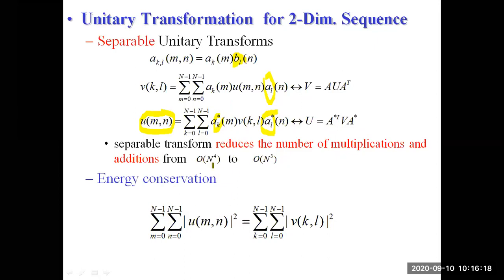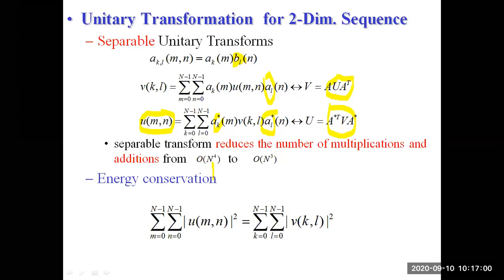We can represent it like this. This is the forward expression representation for three matrices, and this is the reverse for three matrices. What are the three matrices here? A is one matrix, that is your coefficients. U is your input. A transpose is another matrix obtained by taking the transpose of A. And similarly here also three matrices. However, the use of separable transforms reduces the number of multiplications and additions from n power 4 to n power 3. And here also the same energy conservation.